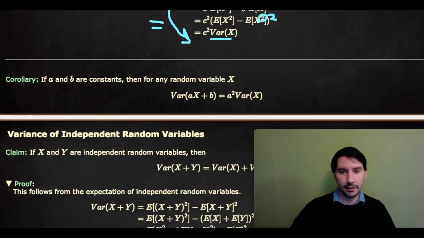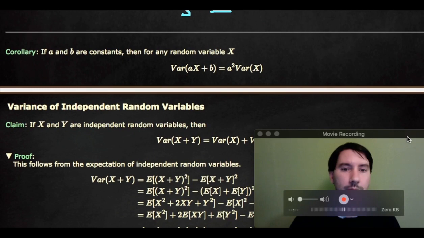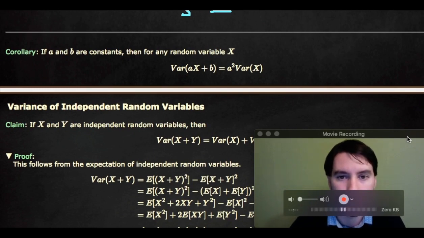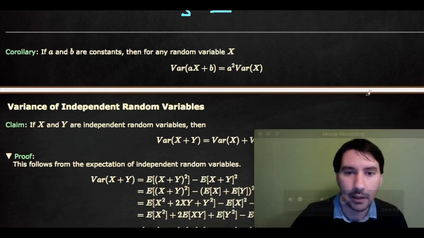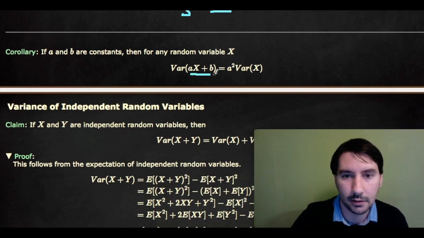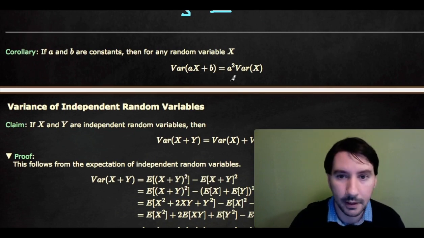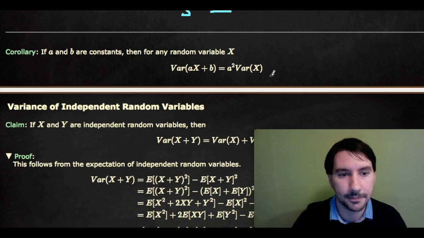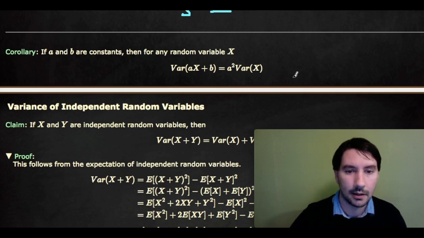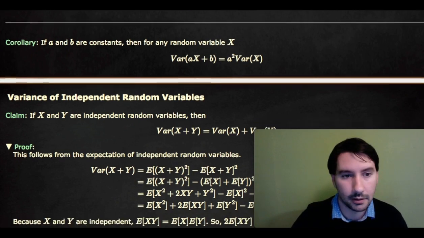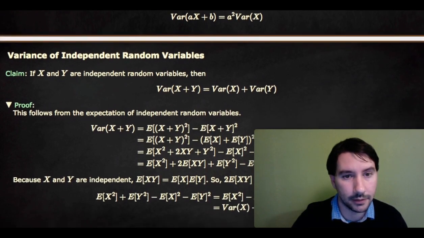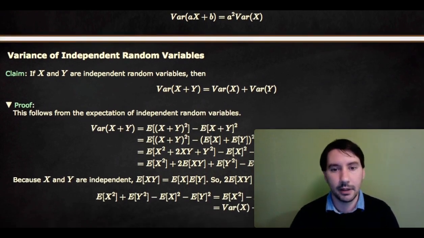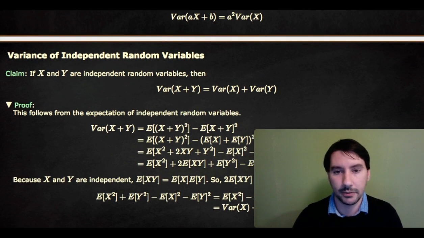And a corollary to that, which just combines the two facts that we just showed, is that if a and b are constants, then for any random variable x, the variance of ax plus b, so if we do a linear transformation, the b doesn't matter, it's a constant, and the a comes out and is squared, so it's a squared times the variance of x. And the last fact in this lesson is that if x and y are independent random variables, then the variance of x plus y is equal to the variance of x plus the variance of y.